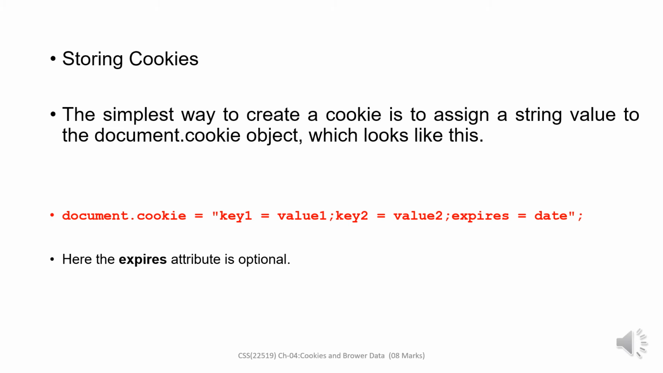Here the expires attribute is optional, but if you provide this attribute with a valid date or time, then the cookie will expire on that given date or time, and thereafter the cookie's value will not be accessible.